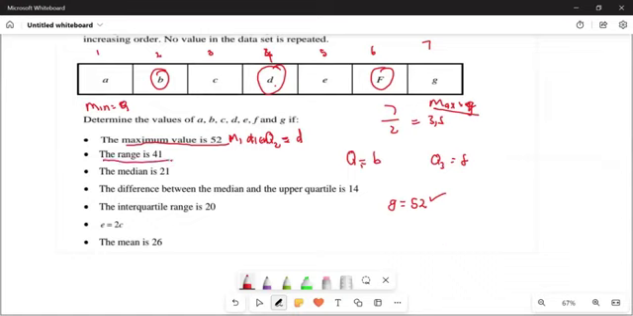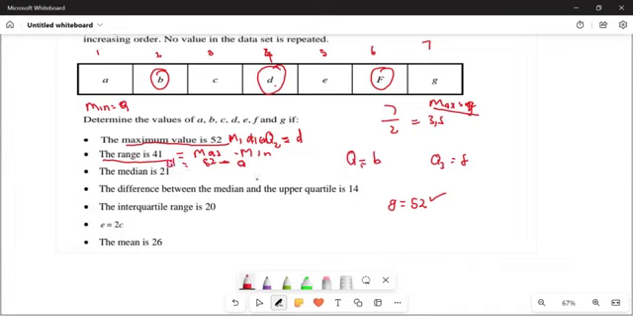Now, what do they give us here? They say the range. And we know what a range is. It is max minus min. But based on the letters that we already chose, what is the max? It's 52. Minus, what is the min? We already said the min, using the variables that they gave us. It's A.